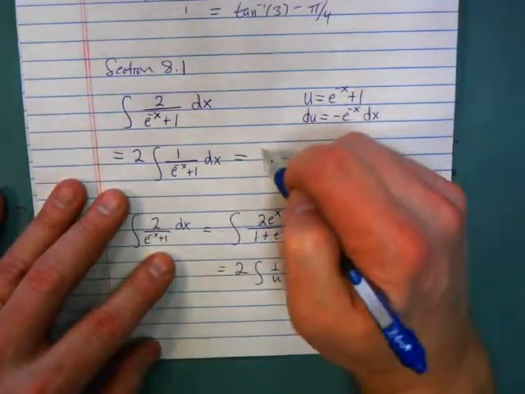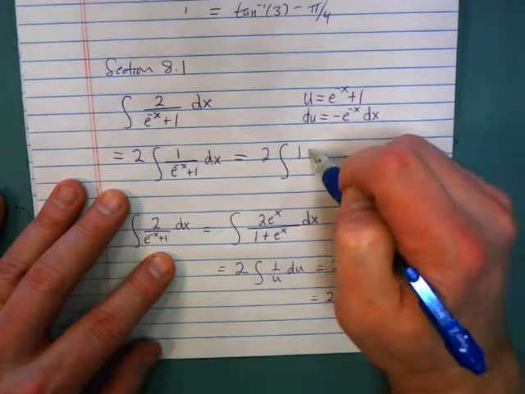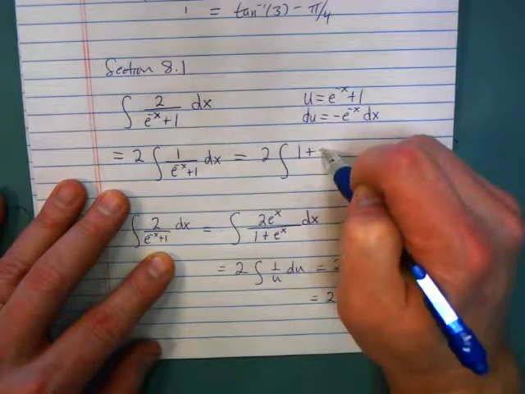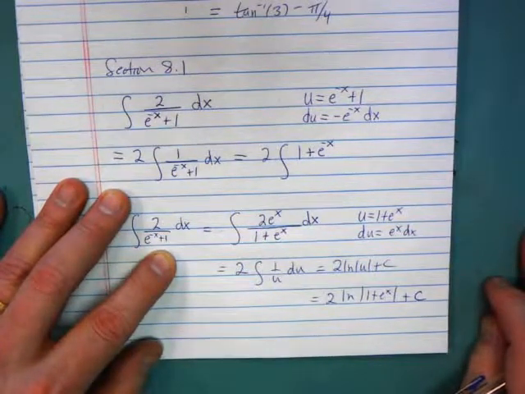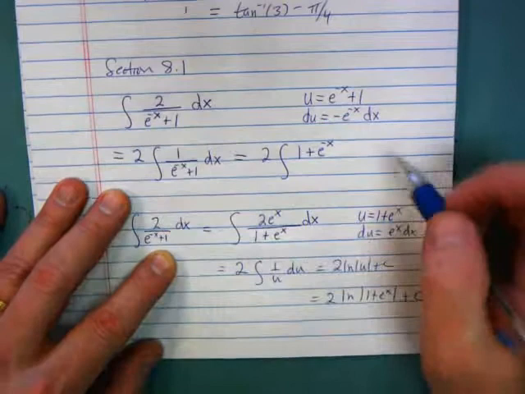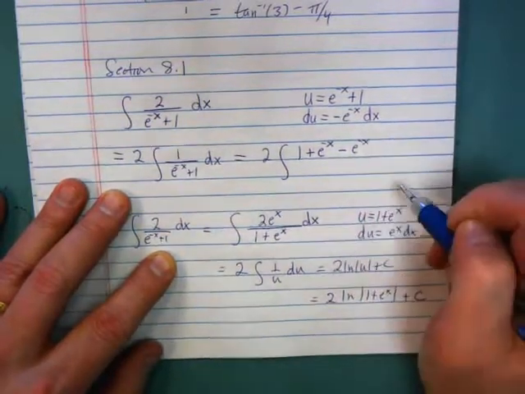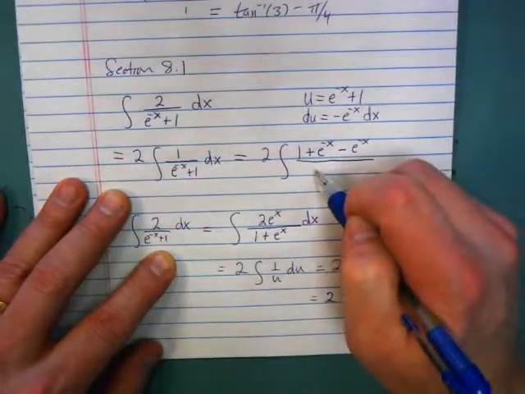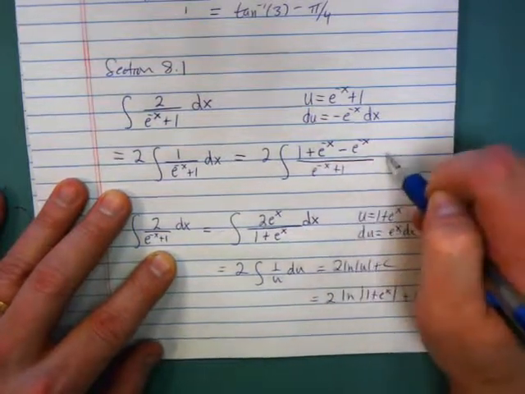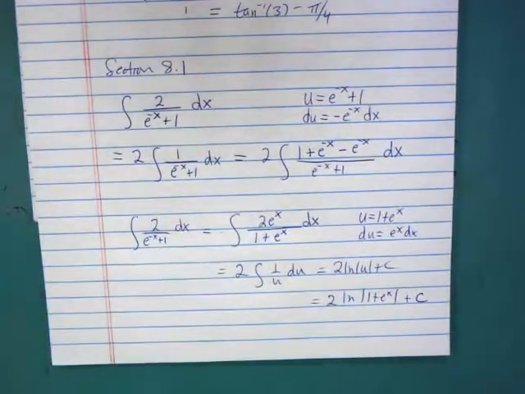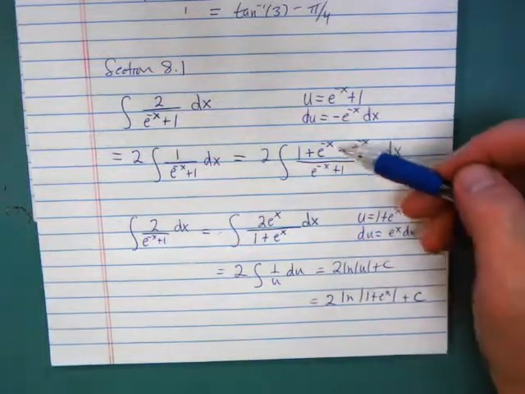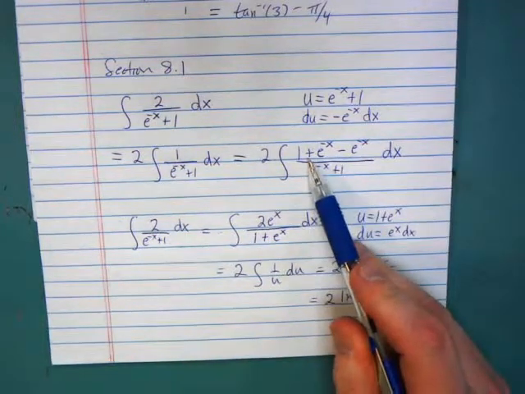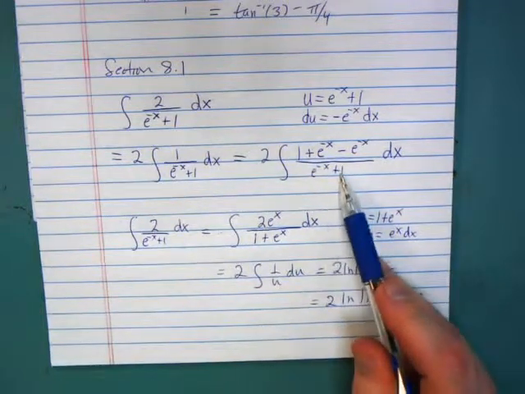So I was going to write 2 times the integral of 1 plus e to the negative x. But I can't just put an e to the negative x on top. The penalty is I have to subtract an e to the negative x, all over e to the negative x plus 1. What was I going to do next? I was going to split the numerator right here. So I'm going to have 1 plus e to the negative x divided by e to the negative x plus 1.